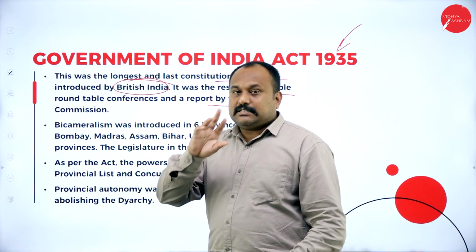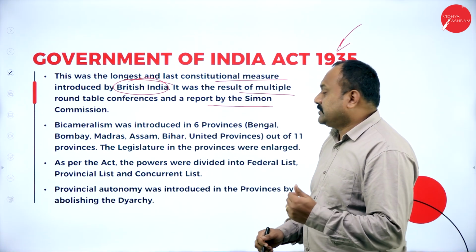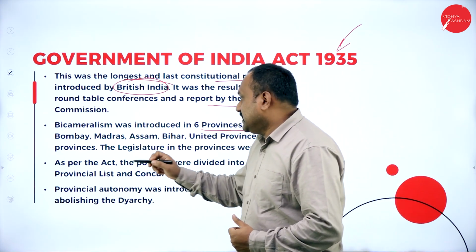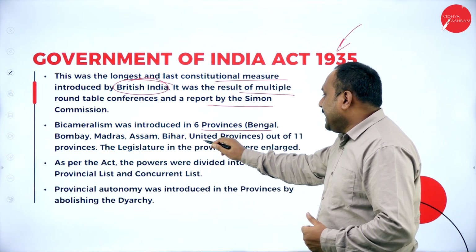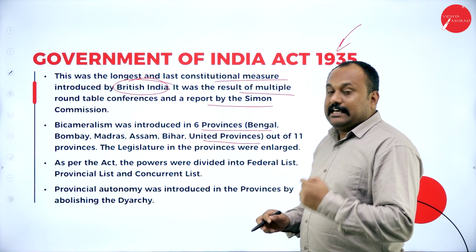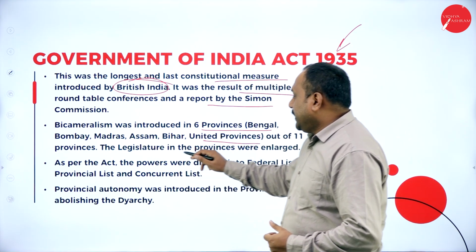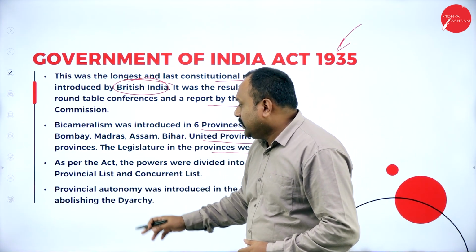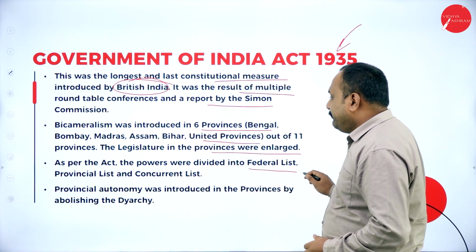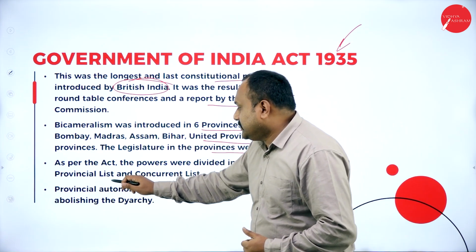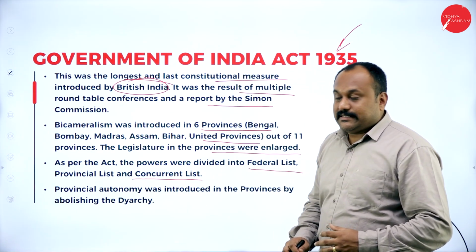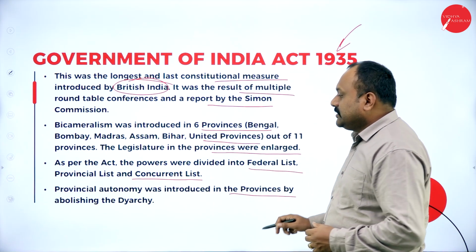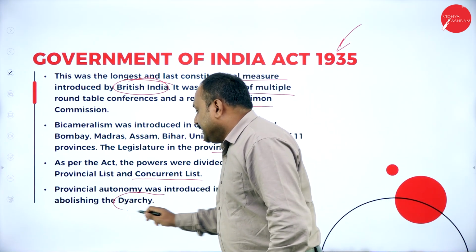Now bicameralism. Bicameralism means there are two houses, right? It was introduced in 6 provinces, that is Bengal, Bombay, Madras, Assam, Bihar, and United Provinces. Out of 11 provinces, the legislatures in the provinces were enlarged. As per the act, the powers were divided into federal list, provincial list and concurrent list. And the last one is provincial autonomy, which was introduced to the provinces by abolishing diarchy.